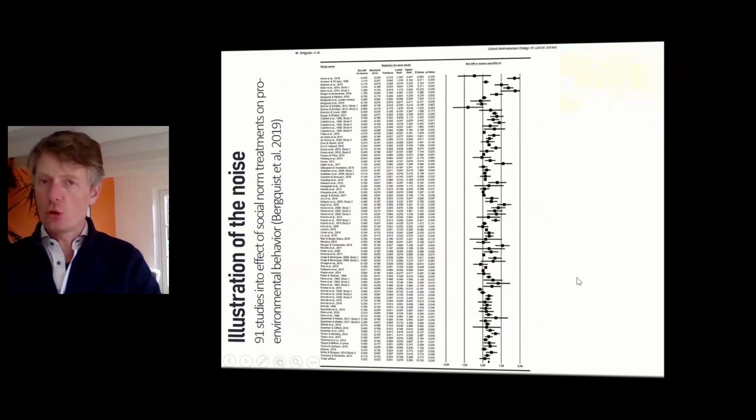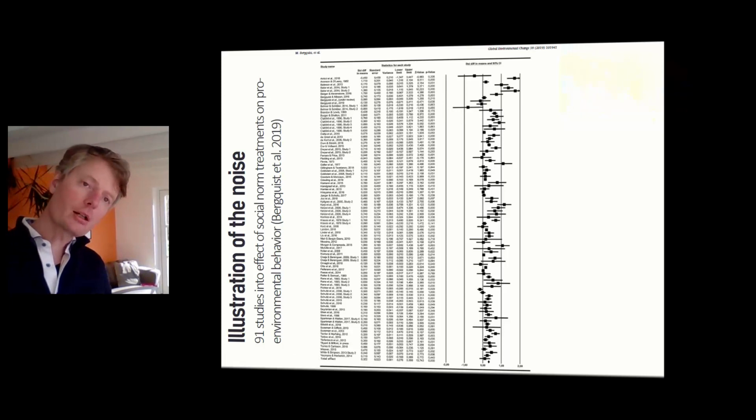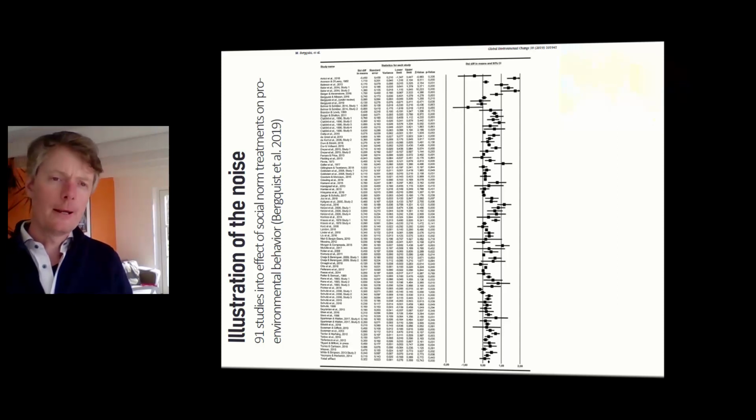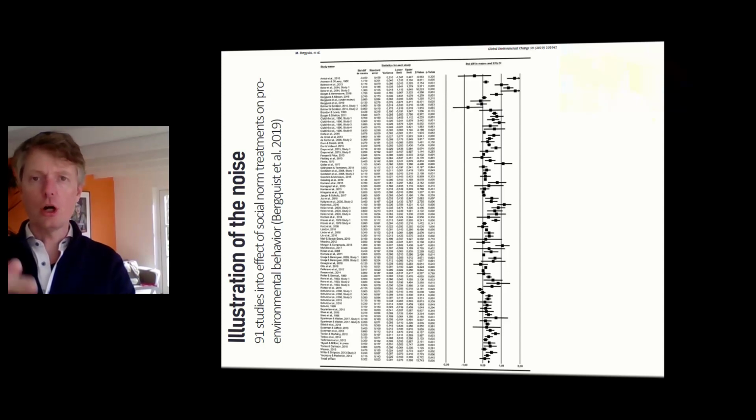To illustrate this noise in empirical work, here is a graph taken from an article by Bergquist et al. And they look at the effect of social norm treatments on pro-environmental behavior. So we're trying to nudge people in all kinds of ways as a behavioral intervention. And they actually found 91 studies in this area, and you see that the findings are all over the place, right?